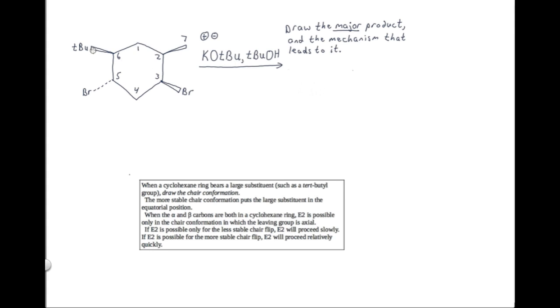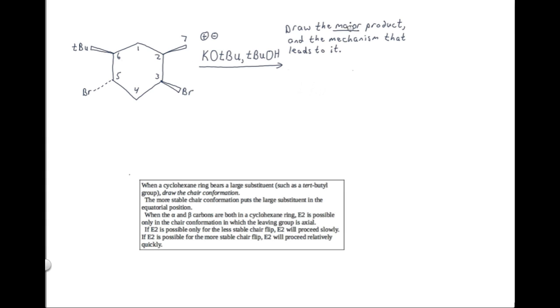Well, a big clue is this tert butyl group. Remember, you especially are likely to need the chair conformation when the cyclohexane ring bears a large substituent, such as a tert butyl group. And the other clue that we need the chair picture is just that this is a fairly complicated and subtle problem with two different leaving groups.